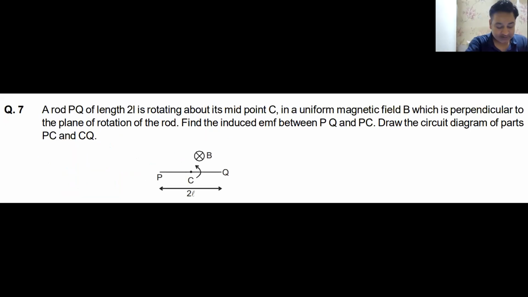Again, this question comes with the length taken as L instead of 2L. A rod PQ of length L is rotating about its midpoint C in a uniform magnetic field which is perpendicular to the plane of rotation. Oh, you can take the length as 2L here only, because I think this is solved by 2L. Find the induced EMF between P and Q and between P and C. Draw the circuit diagram of the parts PC and CQ. I'll give you 2 minutes to do this.